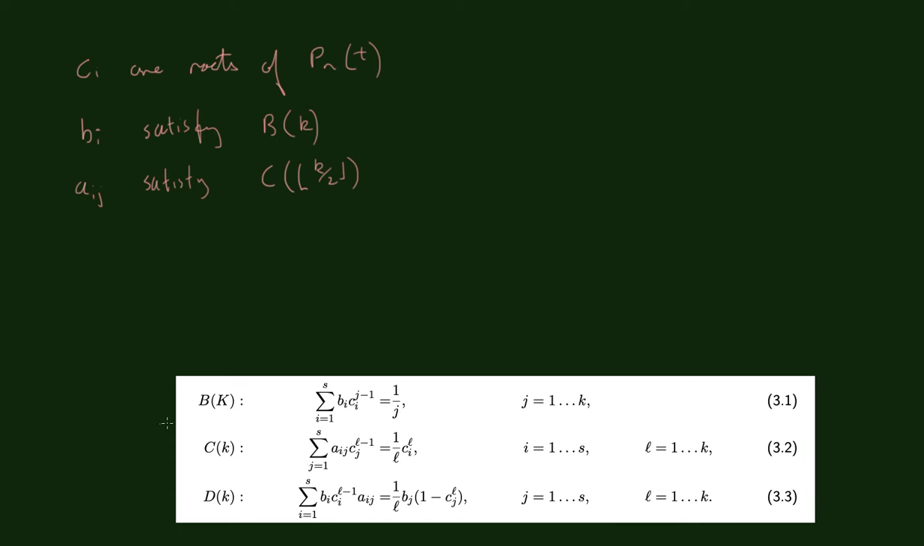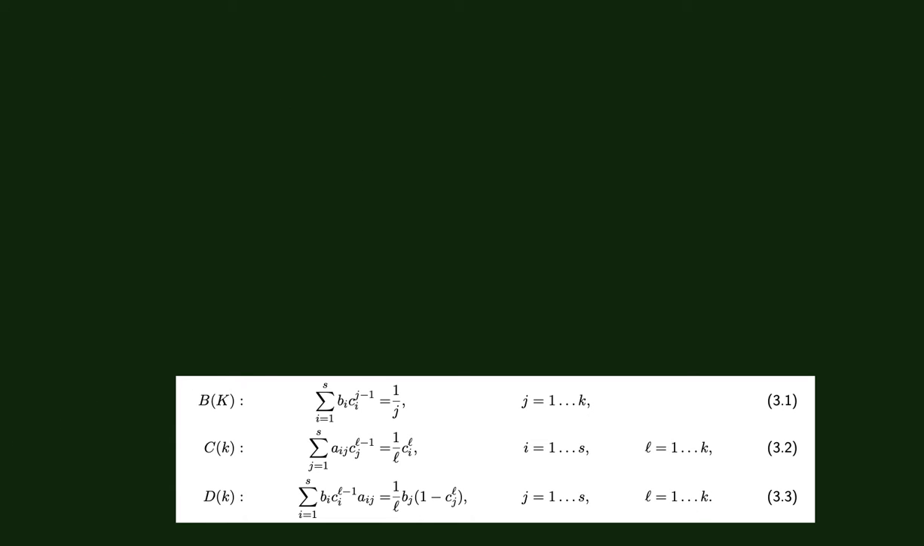Just to remind us, here we have our order conditions. So we calculate c by calculating the roots of our Legendre polynomial. We calculate b to satisfy this condition, and we calculate a to satisfy the c^k condition. I'm going to have a look at an example, which is given in the notes, example 3.2. Example 3.2 simply says: derive a fourth order Gauss Legendre method.